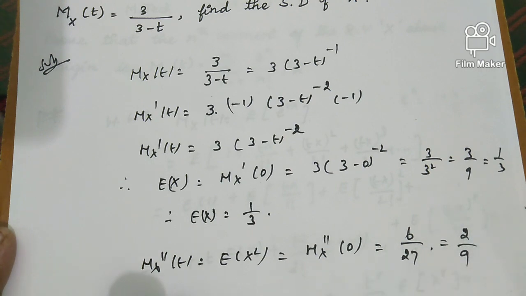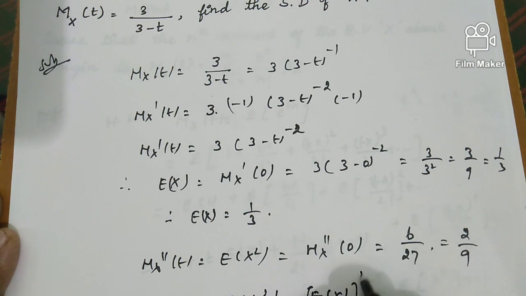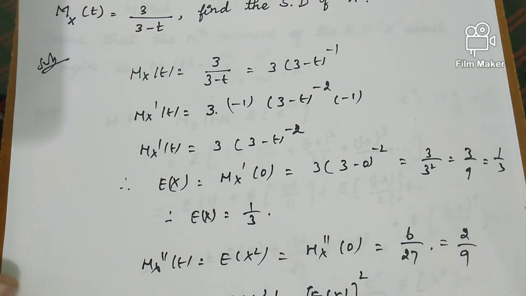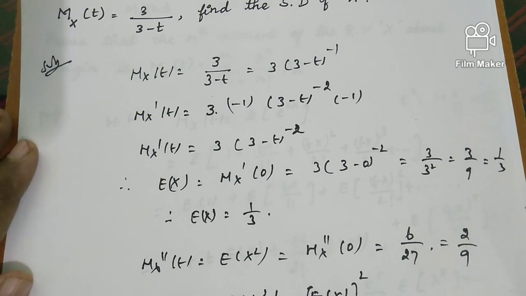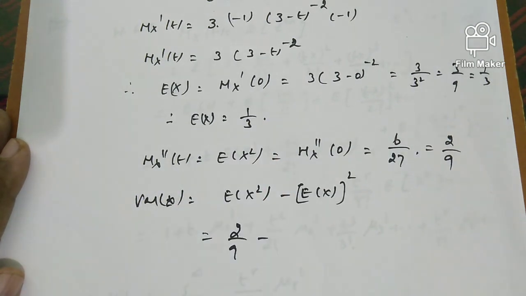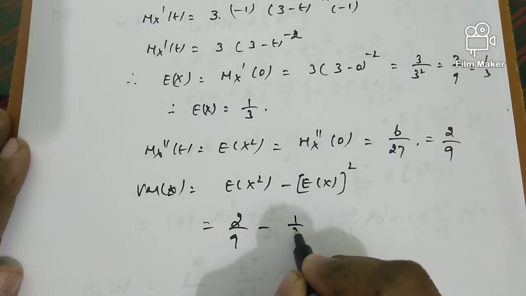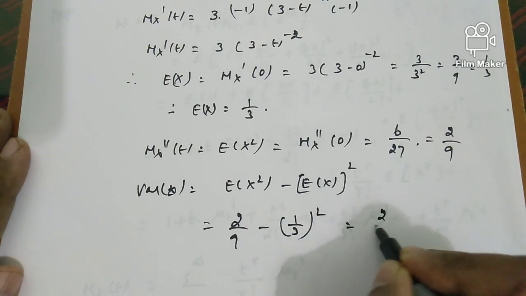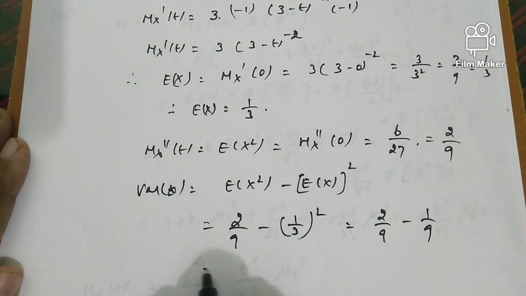Now what is the variance result we know? Variance of x is equal to E of x square minus E of x the whole square. E of x square is nothing but 2 by 9. So 2 by 9 minus E of x the whole square. What is our E of x? E of x is nothing but 1 by 3. So 1 by 3 the whole square is 1 by 9, giving 2 by 9 minus 1 by 9. So what is the answer? 1 by 9. The variance of x is 1 by 9.